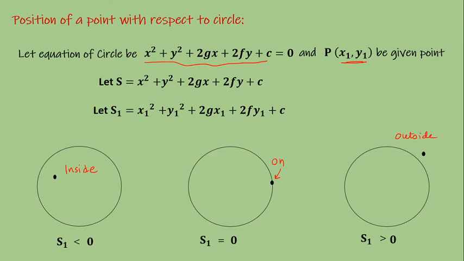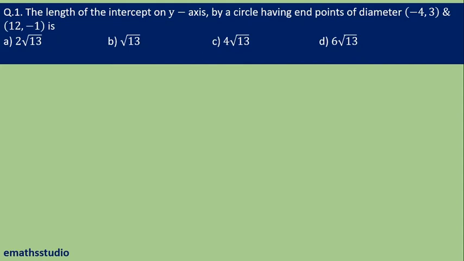Now whatever topics we discussed, just go through the questions based on these topics. So here is the first question, and that is the length of the intercept on y-axis by a circle having endpoints of diameter minus 4, 3 and 12, minus 1 is. Now length of intercept on y-axis is asked, but then circle's equation is not given directly. What they have given are endpoints of diameter. So look at the solution.